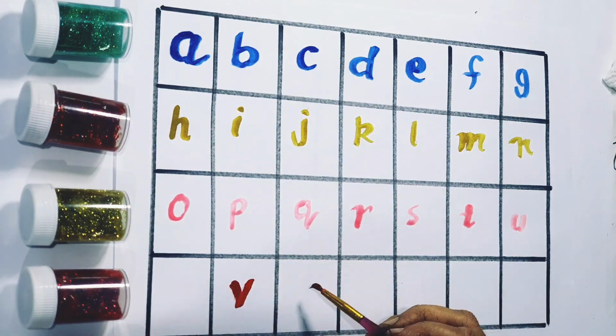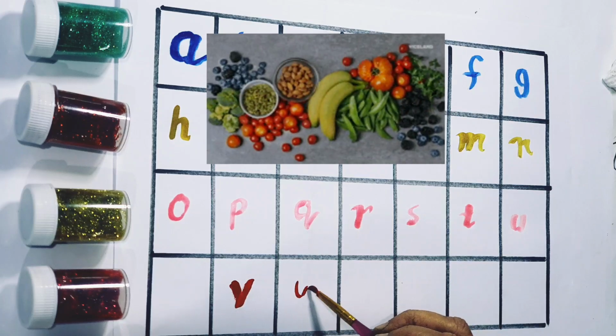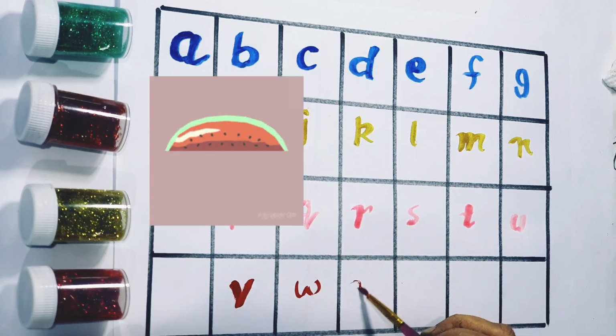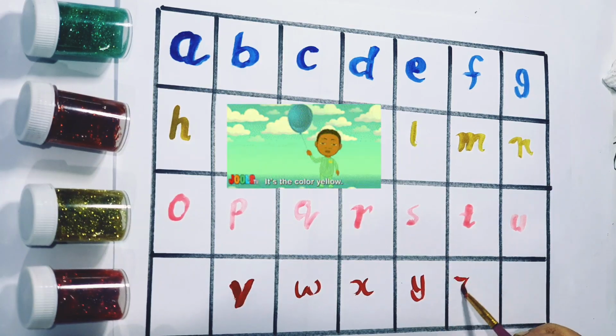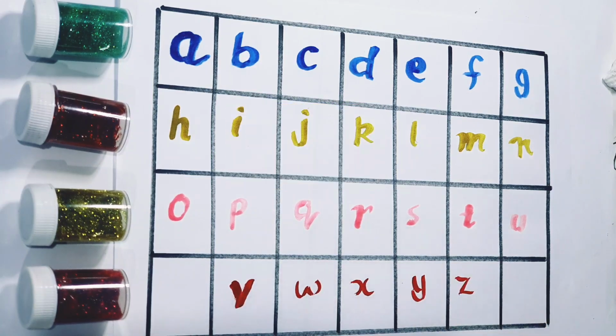Red color. V for vegetable. W for watermelon. X for xylophone. Y for yellow color. Z for zebra.